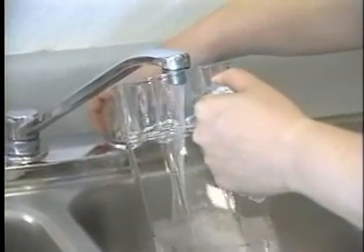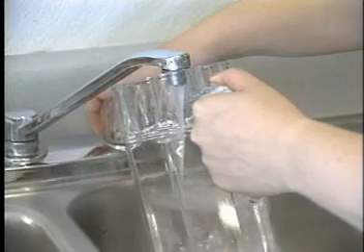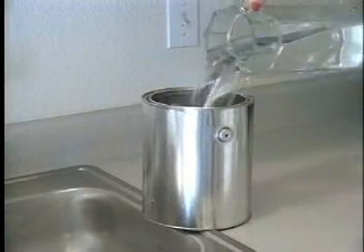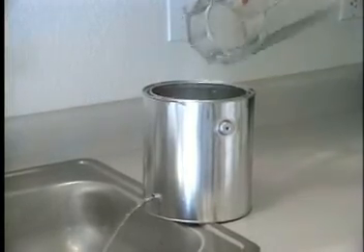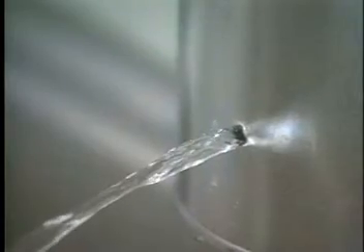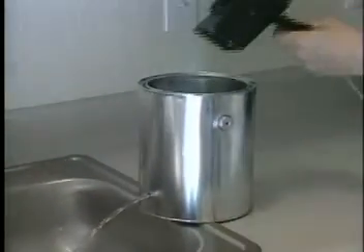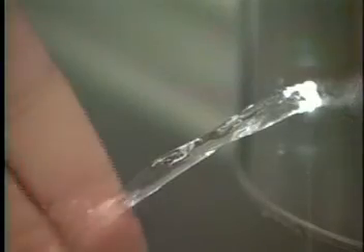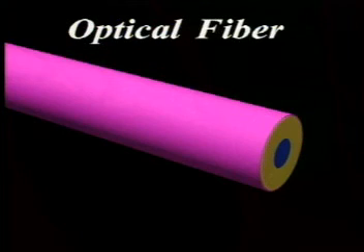In 1854, John Tyndall discovered total internal reflection. His experiment consisted of a container of water with a hole near the bottom and a source of light. Light entering the water stream at the critical angle between the air-water interface is totally internally reflected, allowing the water to act as an optical waveguide. Modern fiber optics exploit this natural process.